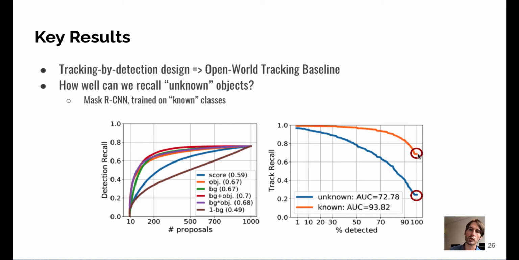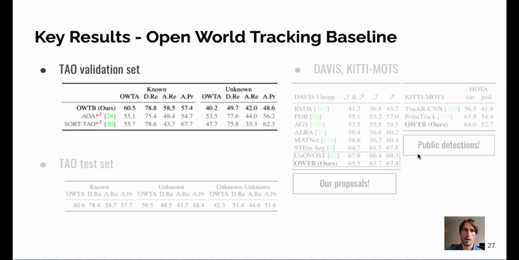And this really shows how data association in open world is actually much more challenging, and this is also why we made a very thorough analysis on how to associate these proposals in the open world setting. So now let's have a look at some key tracking results.